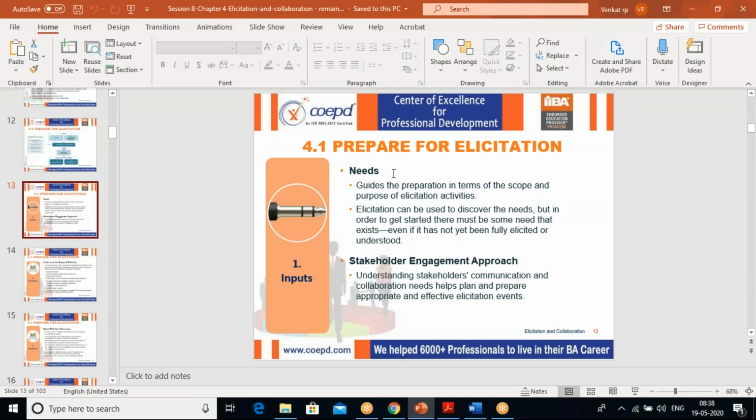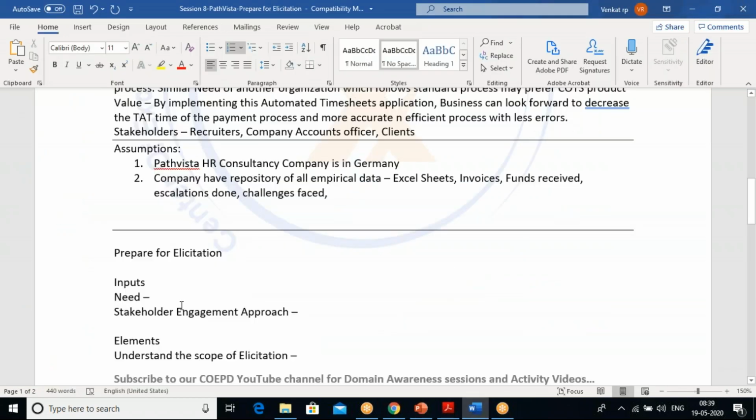So when you look into this, you refer to this PDF and you have to identify what the needs are and what the stakeholder engagement approach is, that we will be writing here. Whatever comes to your mind, you start writing a couple of sentences there.